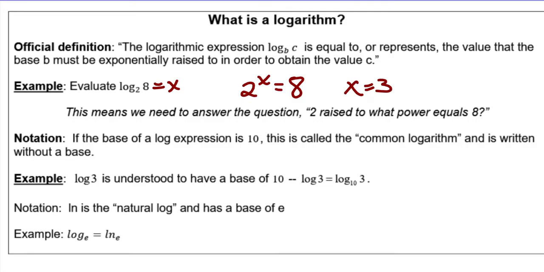If the base of a log expression is 10, this is called a common logarithm and is written without a base. So if we have log of 3, it's understood to have a base of 10. So log of 3 is equivalent to log base 10 of 3. The notation ln is the natural log and it has a base of e. So log base e of e is the same as ln of e. Anytime you see ln, that has a base of e, and anytime you see log, that has a base of 10.